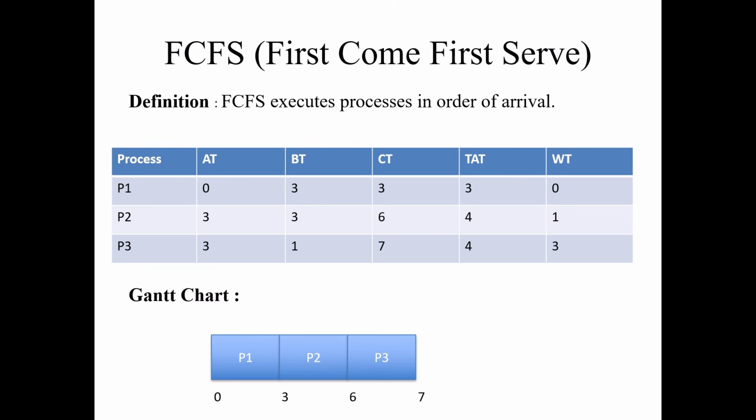Next, we need to calculate the turnaround time. The formula for turnaround time is completion time minus arrival time. Next, we need to calculate the waiting time. The formula for waiting time is turnaround time minus burst time. Likewise, we need to calculate the turnaround time and waiting time for the processes P1, P2 and P3.